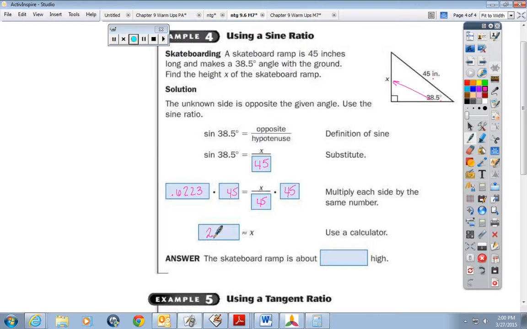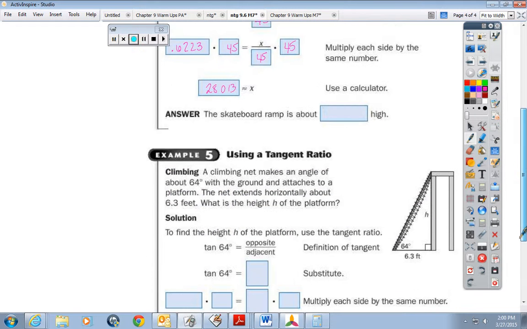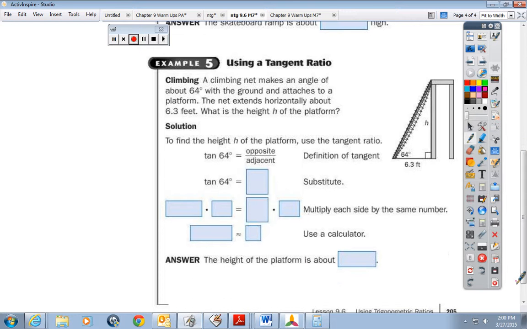Now, does that sound reasonable? Yeah. Last one. It says a climbing net makes an angle of about 64 degrees to the ground and attaches to a platform. The net extends horizontally about 6.3 feet. What is the height H of the platform? Okay, now look at, we know this angle measure. This side right here, is that the opposite or the adjacent? Adjacent. Do I know what the hypotenuse is? No.